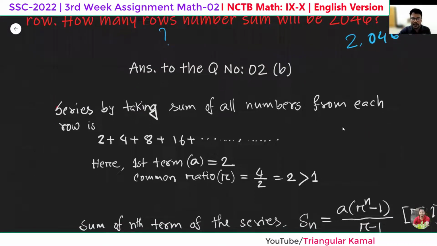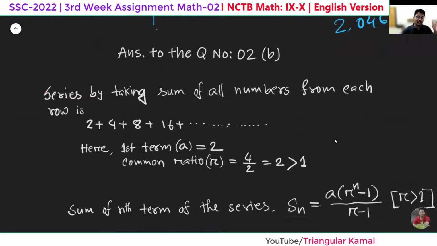Now for the second question, we can start the series. The sequence should be added here. In the first row, the sum of all numbers will be 2. In the second row, the sum of all numbers will be 4. And in the third row, the sum of all numbers is 8. So by taking the sums of the first, second and third rows, definitely we see there is a series.